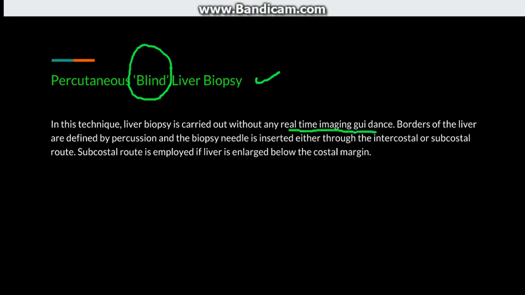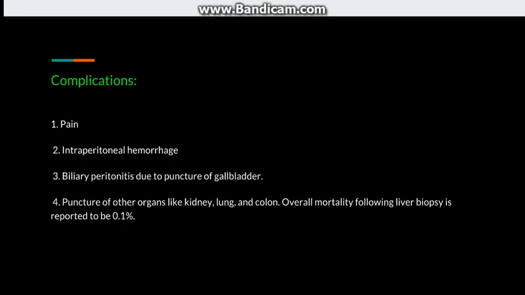And in this case, the patient is laid in the supine position, and the borders of the liver are identified by percussion. After giving a local anesthesia, the biopsy needle is inserted either through the intercostal route or through the subcostal route. The route is decided according to the liver enlargement. If the liver is enlarged below the costal margin, we will prefer the subcostal route, and the liver biopsy is obtained and sent for the histological examination. This is the percutaneous blind liver biopsy method.